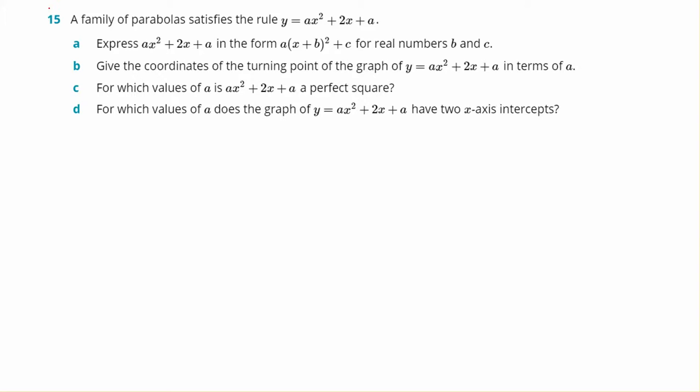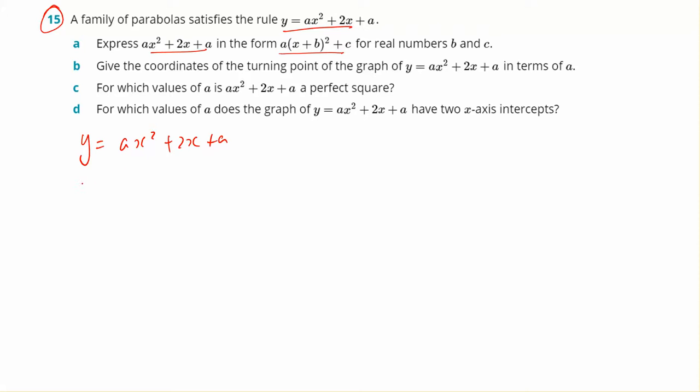This is for Year 11 Methods. We're going to look at exercise 3K, question 15. A family of parabolas satisfies this rule, and you want to express that rule in turning point form. So let's bite the bullet and actually do it.